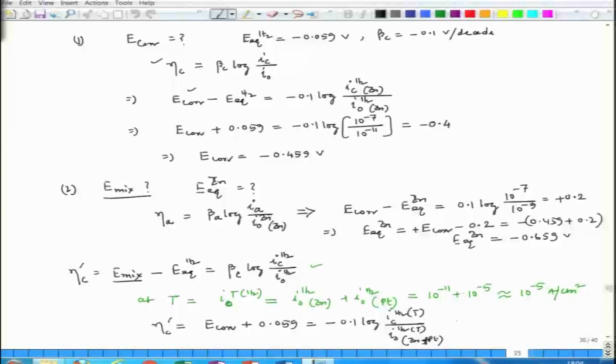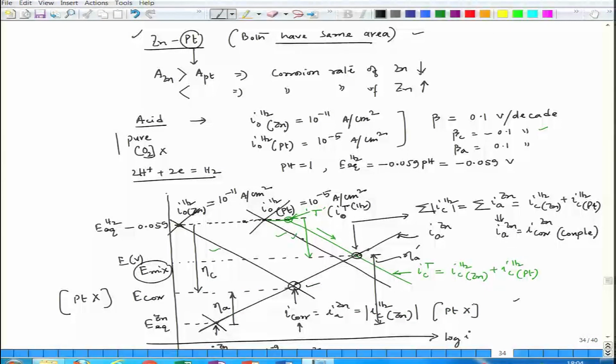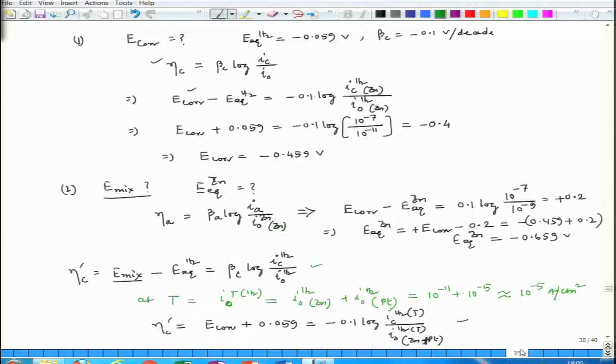So, this equation comes out to be another Tafel equation. I would say this particular line, which we have already mentioned, is the parallel line of the individual Tafel lines for hydrogen evolution reaction on the zinc surface as well as the platinum surface, and here eta C prime is nothing but this. So, this is the eta C prime.